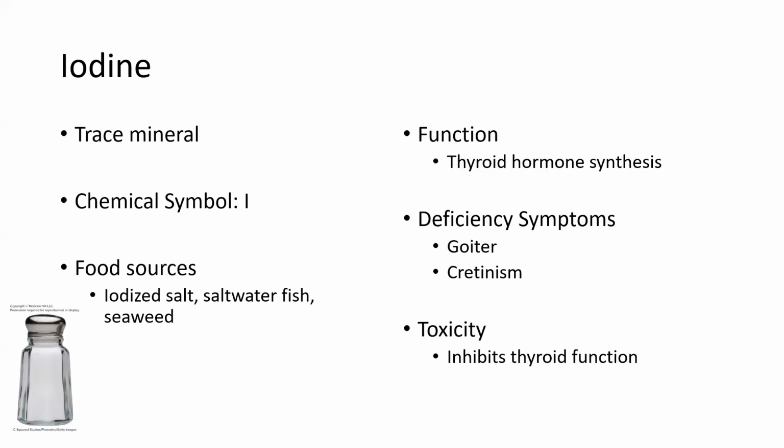Okay, let's move on to talking about iodine. Iodine is a trace mineral, but it is essential for thyroid hormone synthesis. So you'll find it in things like iodized salt, fish that lived in salt water, and even seaweed. Deficiency can lead to goiter or cretinism, and toxicity can inhibit your thyroid functioning. The chemical symbol for iodine is simply an I, capital I.